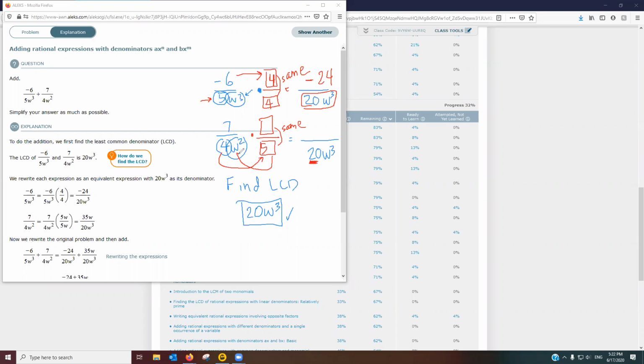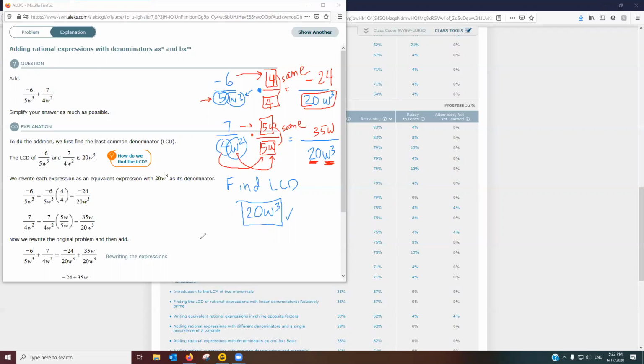w squared times what will get me this w to the 3? Well, that's a w to the 1, or just w. But if I put a 5w on the bottom, I have to put a 5w on the top as well. I'm going to multiply across on the top. 7 times 5w is 35w.